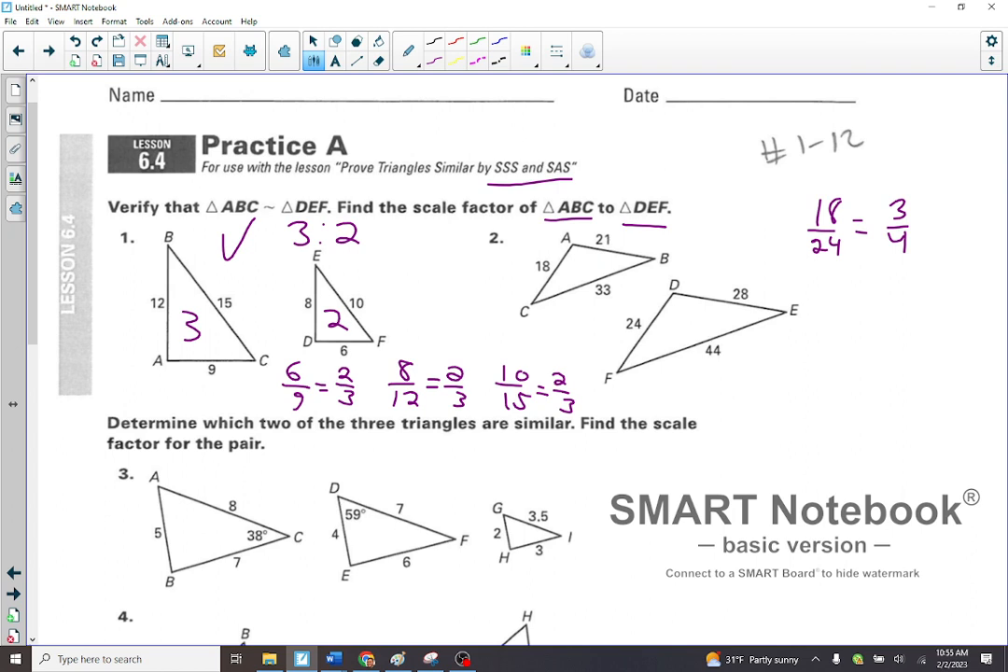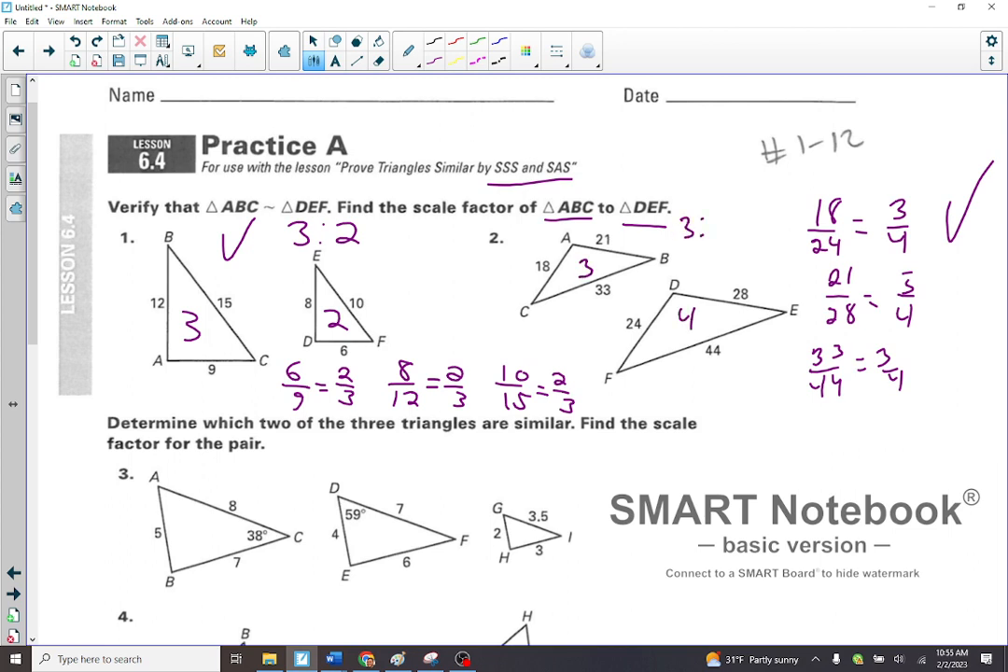Isn't this where you just go across? Like 18 and 24? Just make sure it's the smallest one, because if there's another one that's small, it wouldn't work. All right, 21 to 28. That is 3/4. And then 33 to 44 is 3/4. You need all of them to be the same. So this is the 3 one, this is the 4 one.